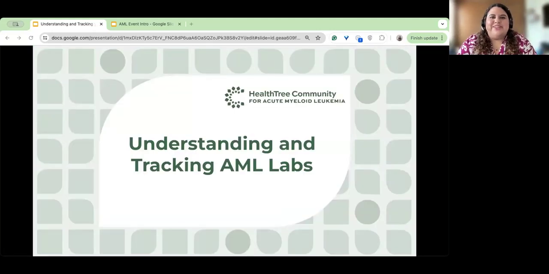And the topic of our event today is understanding and tracking AML labs. We know a lot of patients have questions in how to actually understand their labs, what they should put more attention on, and how HealthTree Cure Hub can help them track their labs. So this is what we will learn today.